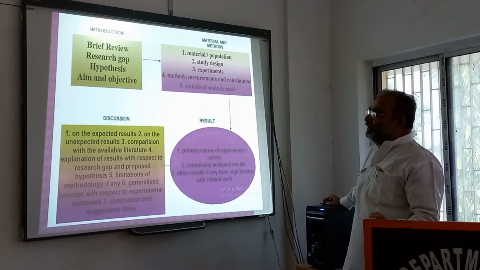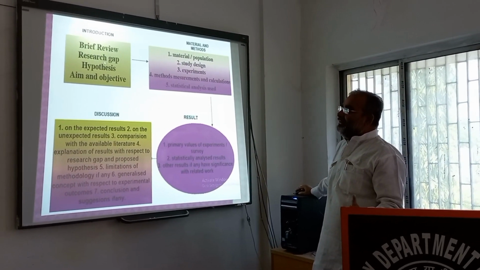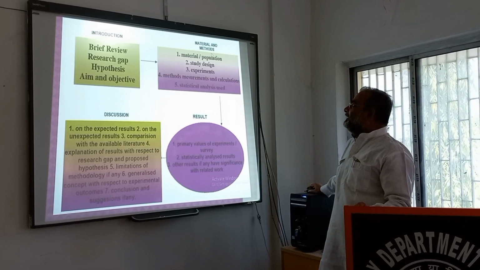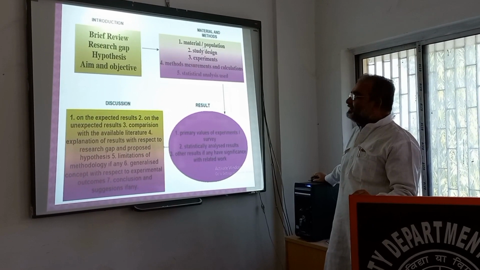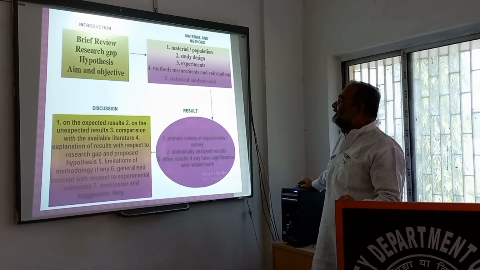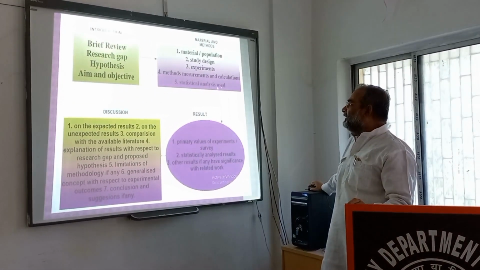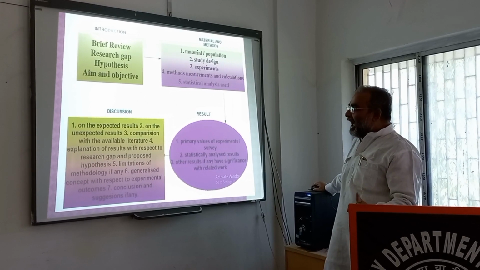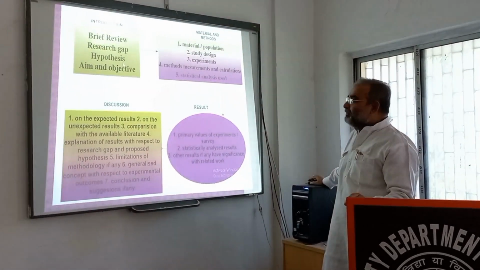If you write the introduction, you must give emphasis on the brief review, research gap, hypothesis, aim, argument. In the material and method, you must explain the material or population used for the study design, which is most important. You must explain the study design, experiments used for the work, methods for measurement and calculation, and the methods used for the statistical analysis with respect to the determination of the research gap and hypothesis.